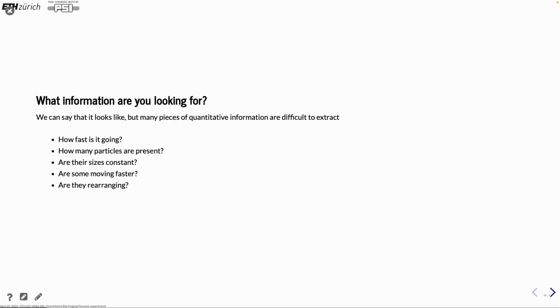So, which kind of information are you looking for? First of all, how fast is something moving is quite natural. Could also be how many particles are present. For example, if you have a cell colony, with time, if you feed it, it starts growing, and then you can count how many cells there are on the disk at different times. Or if they maybe suffocate each other, they will maybe decrease.